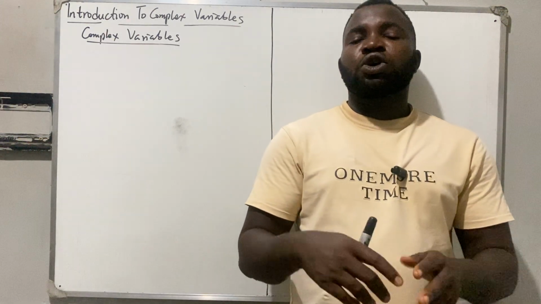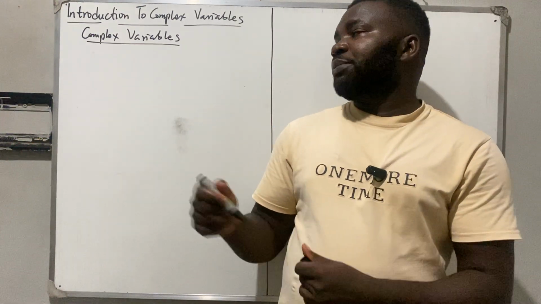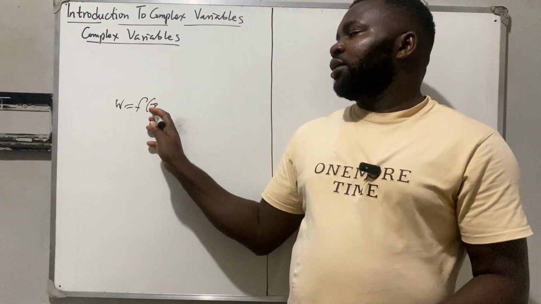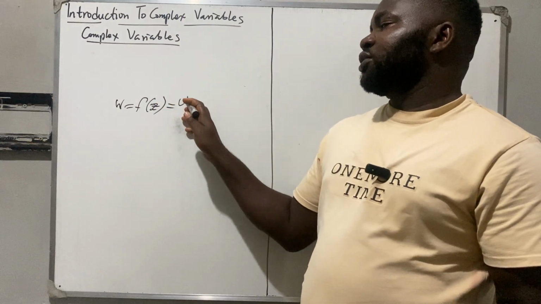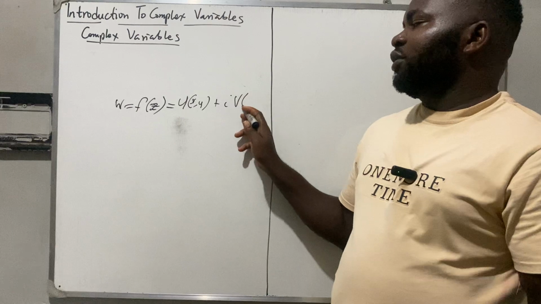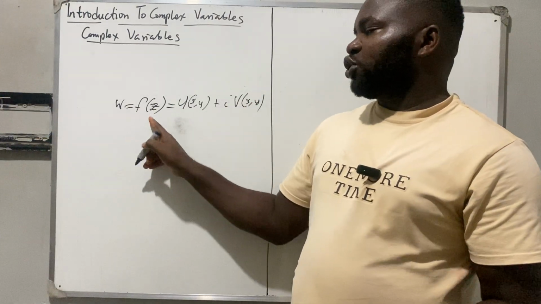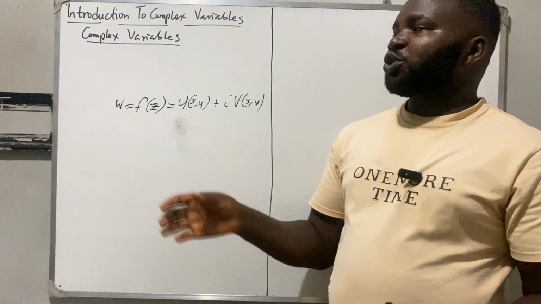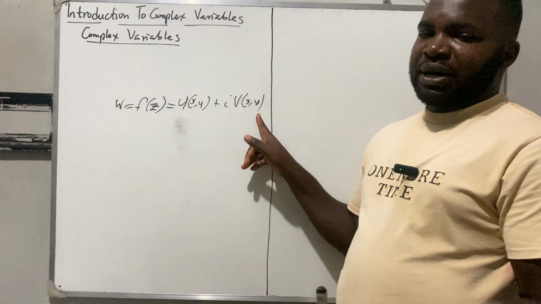When we talk about a complex variable, we are talking about a function of a function. For example, if w is equal to a function of z, then we know that this function of z can be expressed as u, which is a function of x and y, plus i v, which is a function of x and y. When you have a function of another variable like that, you call it a complex variable. So we want to look at how to express a function like this into real and imaginary parts.